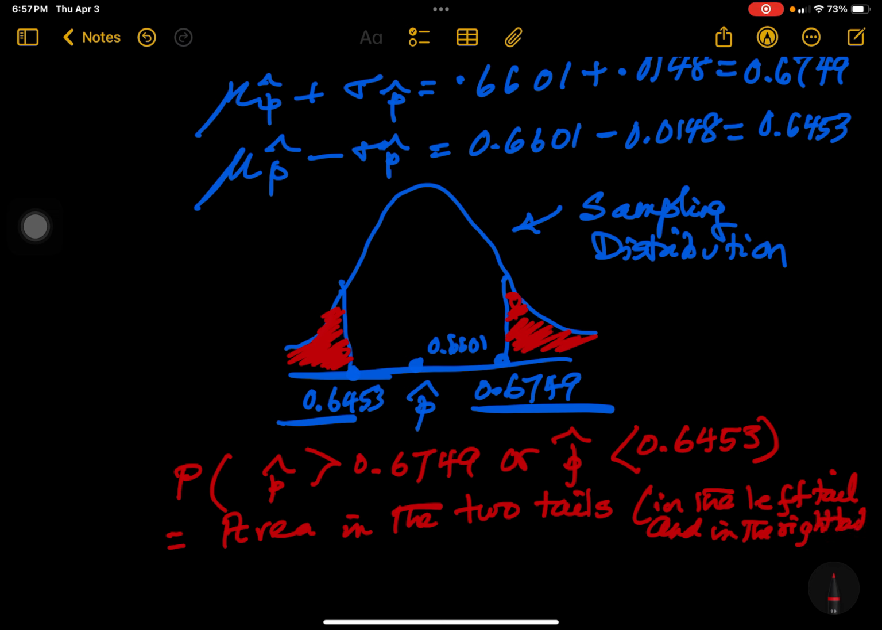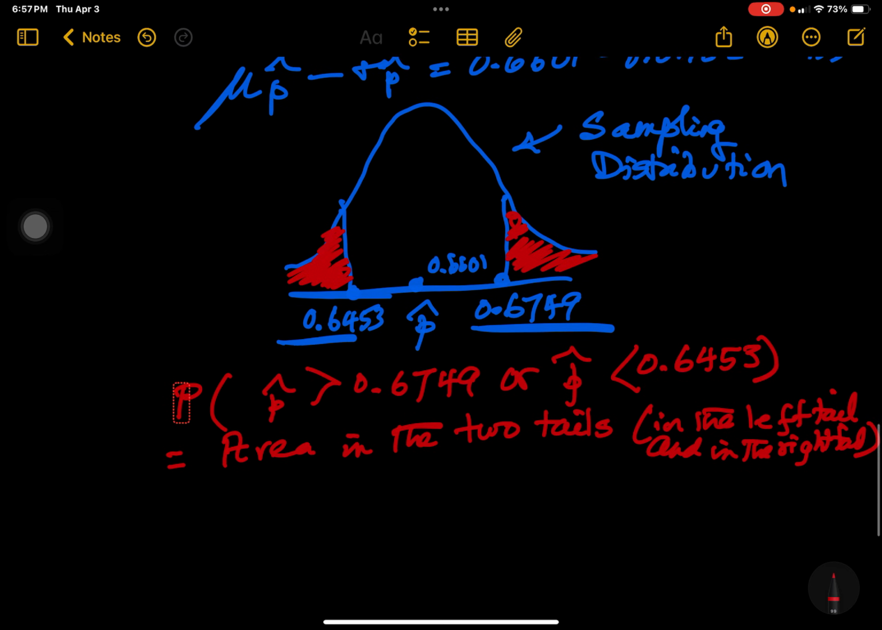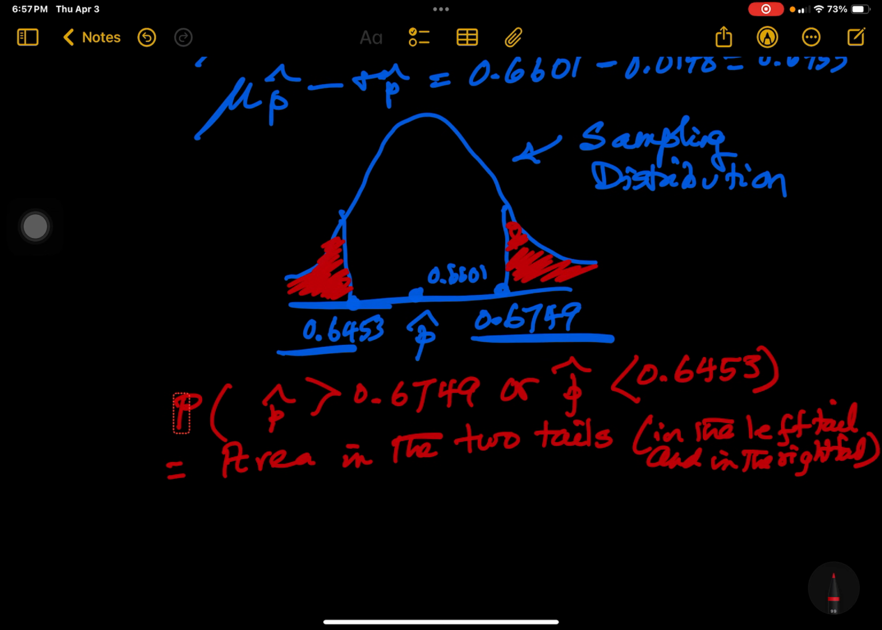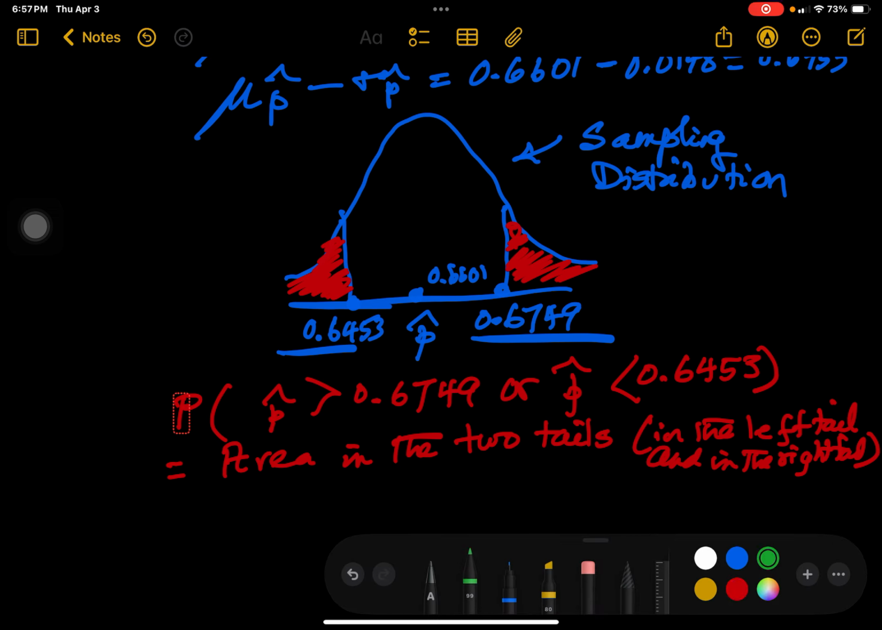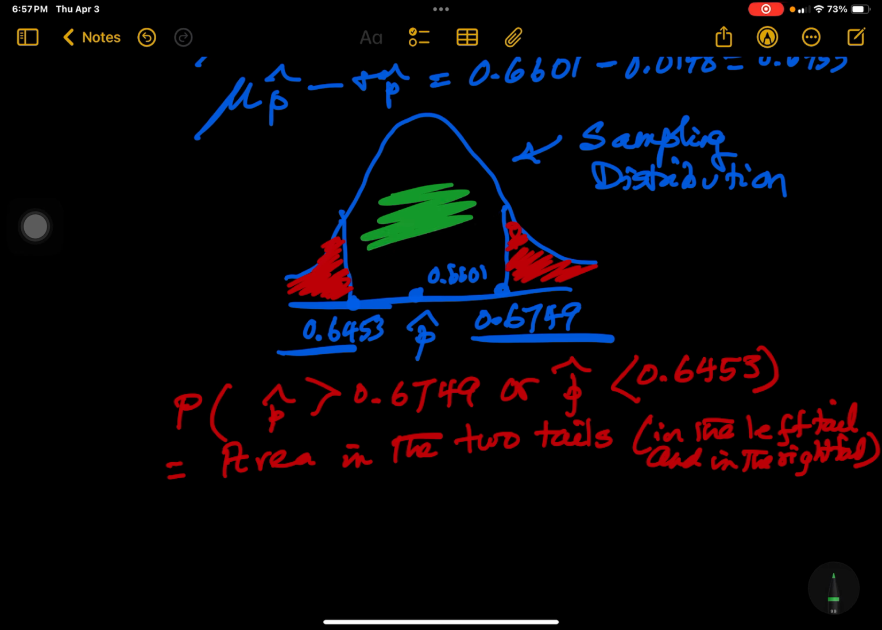As you can see, OR means these are mutually exclusive. They do not happen at the same time. Therefore, we have to add these two probabilities. So either we can do that, but we can use another easy way. Let's turn the pen back to green. Let's find the area in the center.